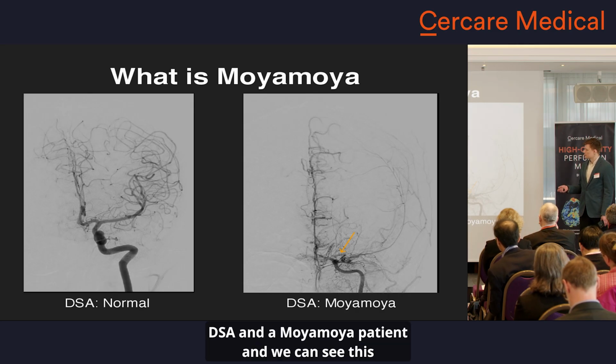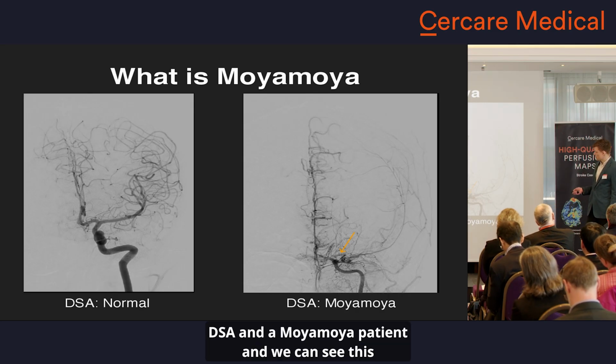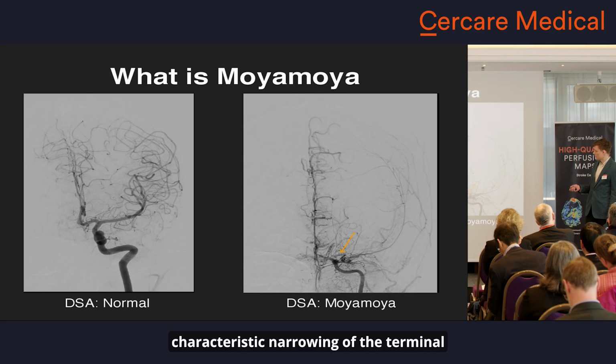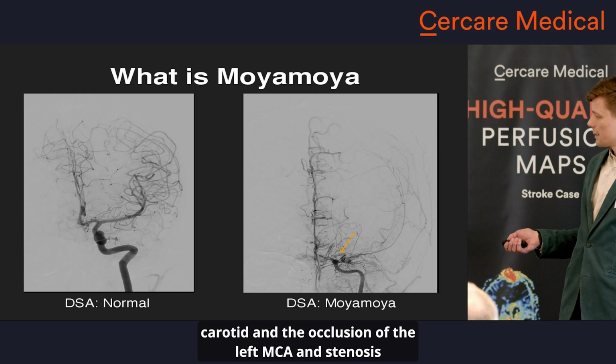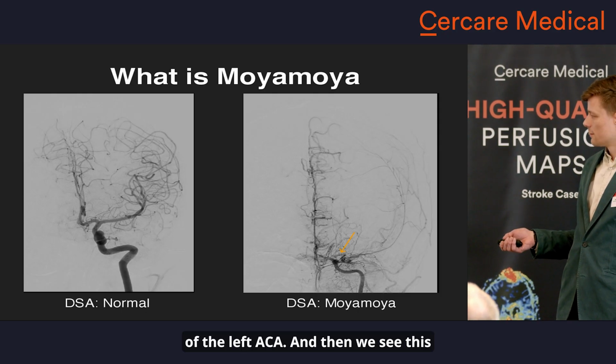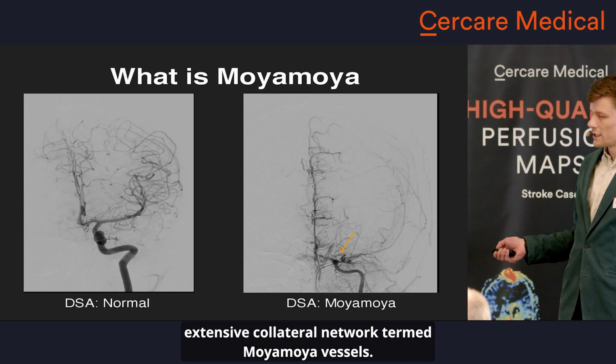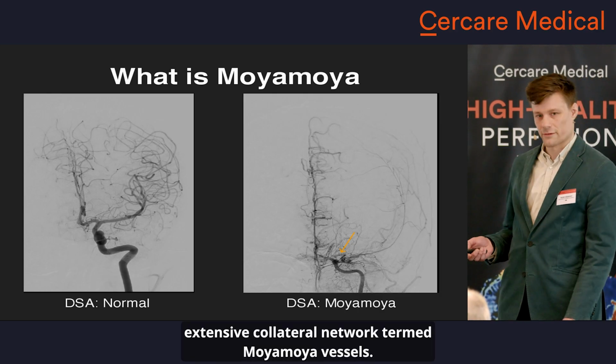Here is an example of a normal DSA and a Moyamoya patient, and we can see this characteristic narrowing of the terminal carotid and an occlusion of the left MCA and stenosis of the left ACA. And then we see this extensive collateral network termed Moyamoya vessels.